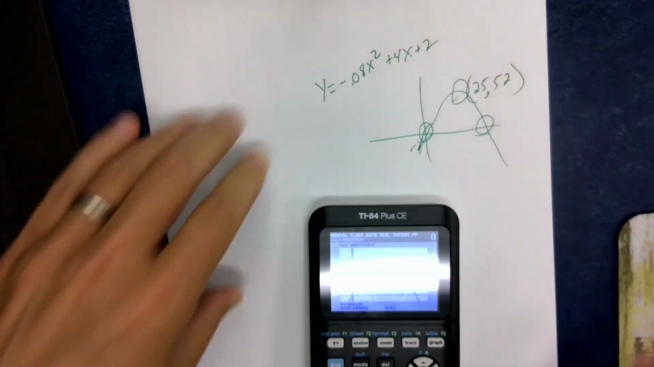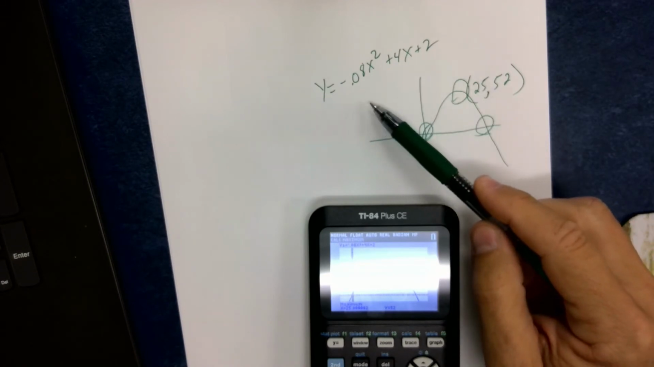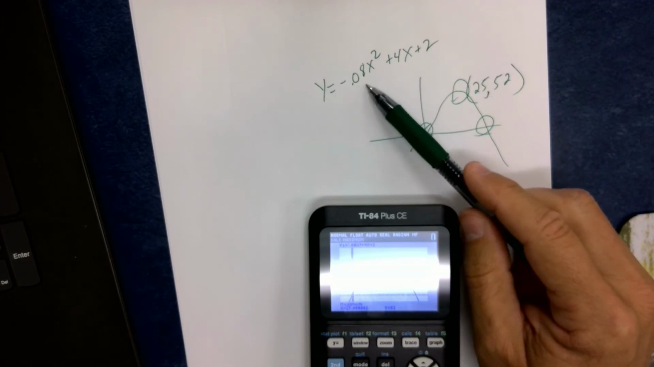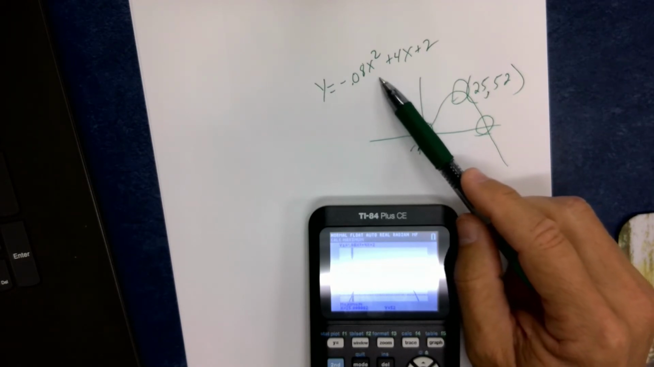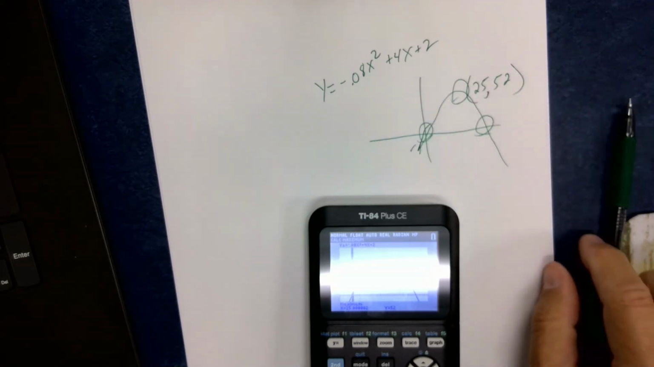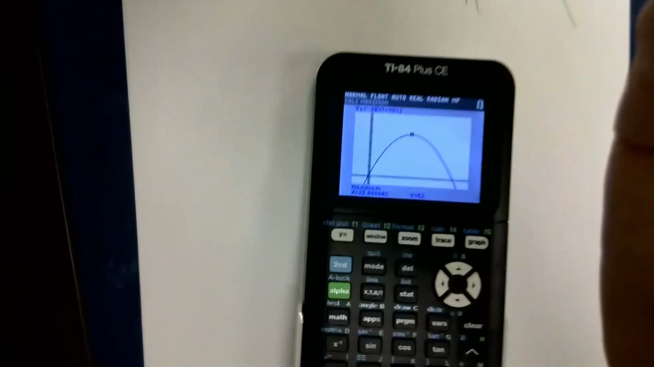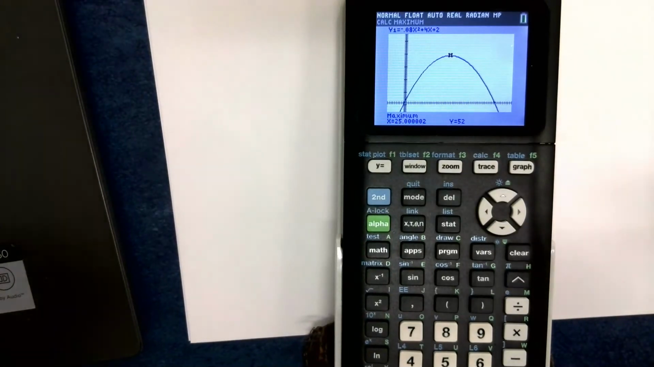Now, believe it or not, and I'm not going to do it here, but if I did some crazy algebra right now, and I did completing the square on this messy thing, which you guys don't even know how to do yet, I would get it in vertex form and it would show up as 25, 52, even with that weird negative 0.08 right there. Okay, so back down to our calculator, and we're going to try the next thing.